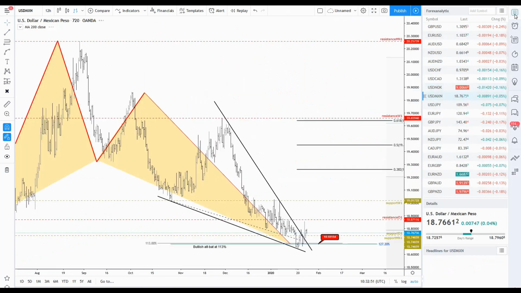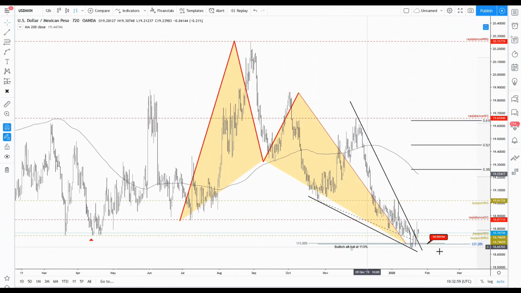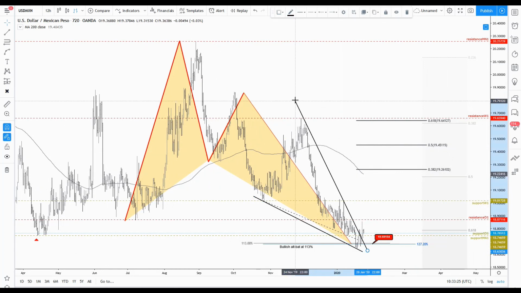Mexican peso, as I projected before, the price has completed also the bullish alt-bat pattern at 113% fib, a very similar pattern as the Norwegian krone has offered, but resilient to break above the previous structural resistance. So at this point, it can happen. It can take a long time for the real breakout to happen. So this is just a threat to break above this most recent and virtual trend line.